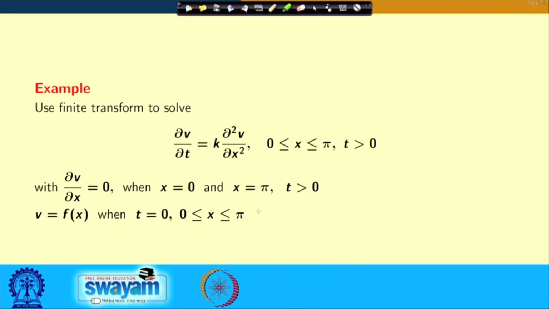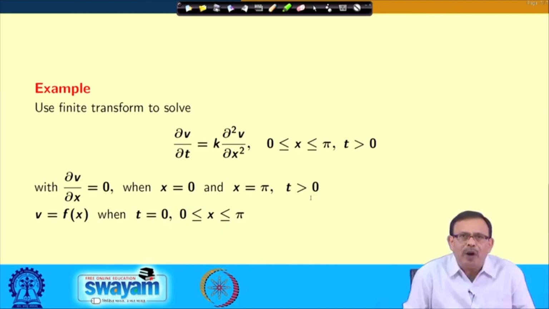Here one thing is there: the function v is a function of two variables, that is x and t, where x lies between 0 to pi and t is greater than 0. Since t varies from 0 to infinity, I cannot use finite Fourier transform with respect to t, but x lies between 0 to pi.